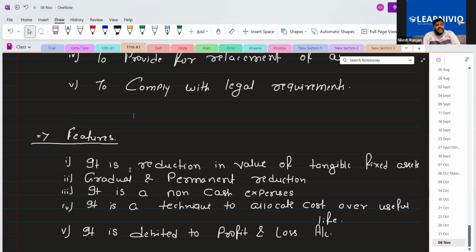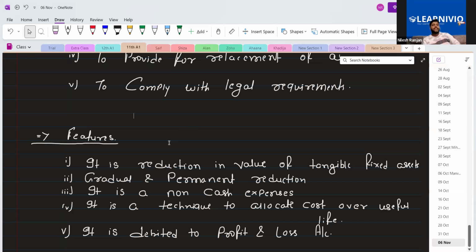The fourth one is that it is a technique to allocate cost over useful life. Useful life means the number of years for which the asset can be used, maybe 5 or 10 years. So there can be different useful lives. If the asset value is 5 lakh and you can use the machine for 5 years, then every year 1 lakh should be charged. So 5 lakh in 5 years, every year 1 lakh. So it is a technique to allocate cost over useful life.